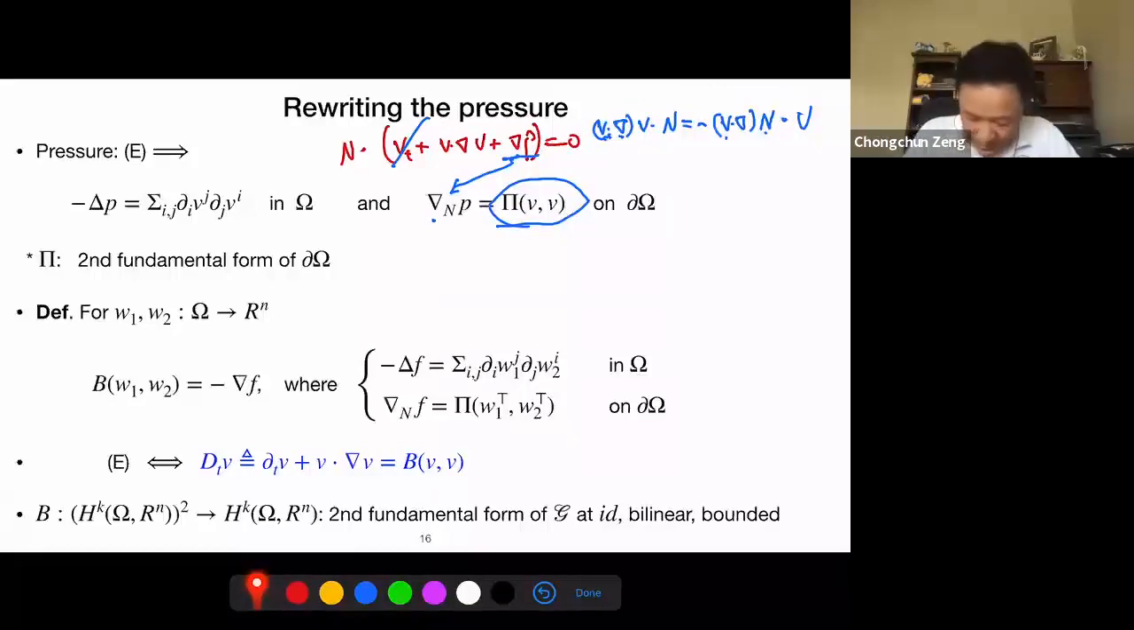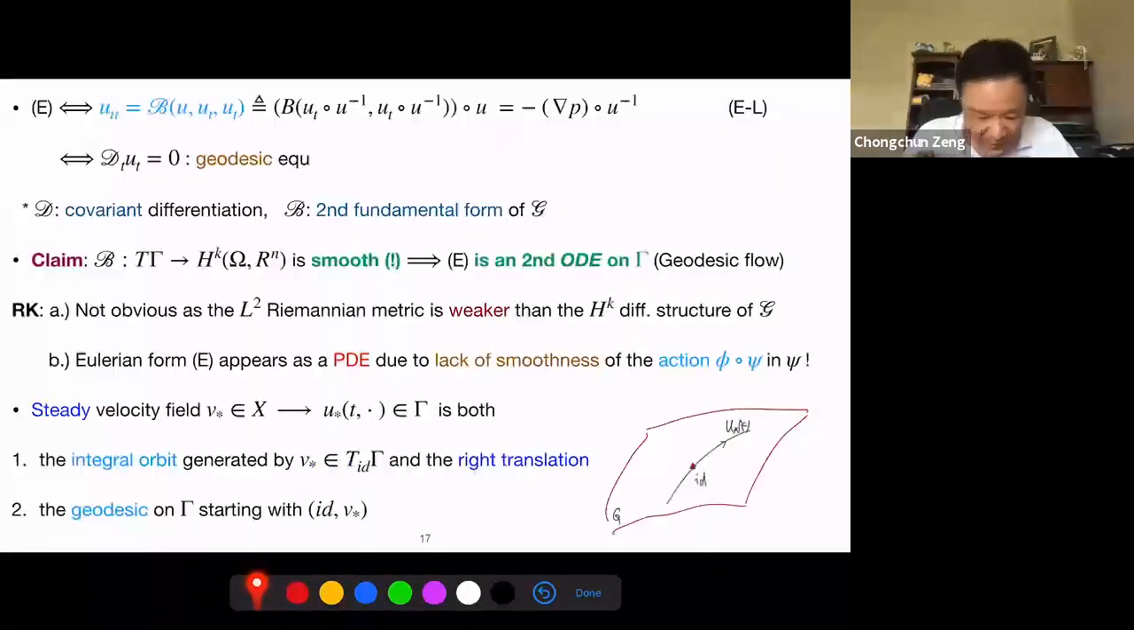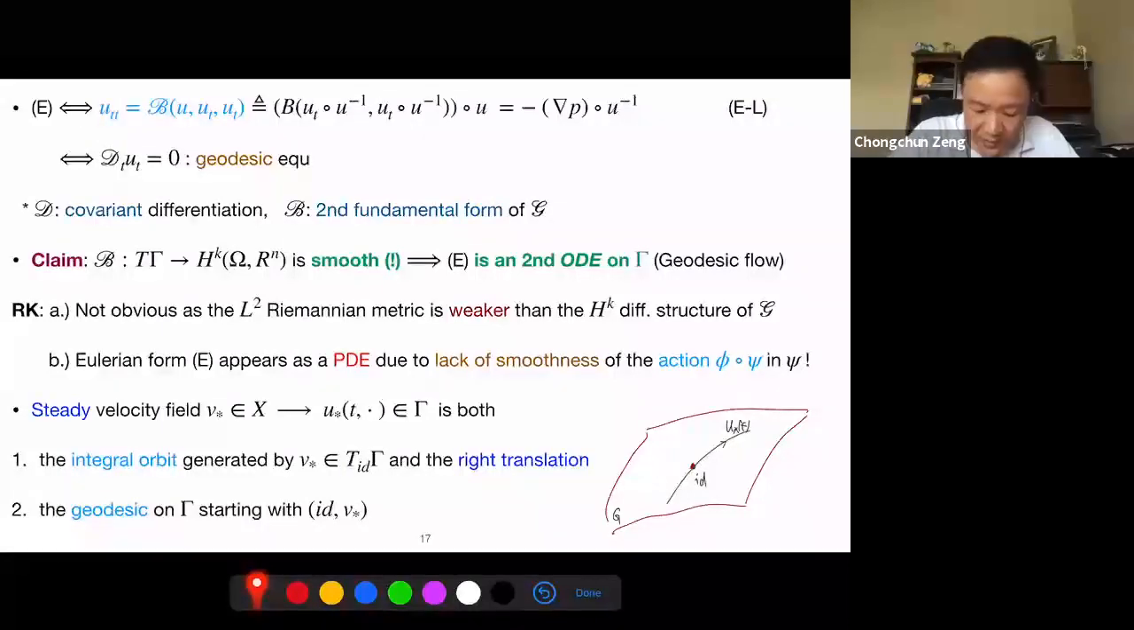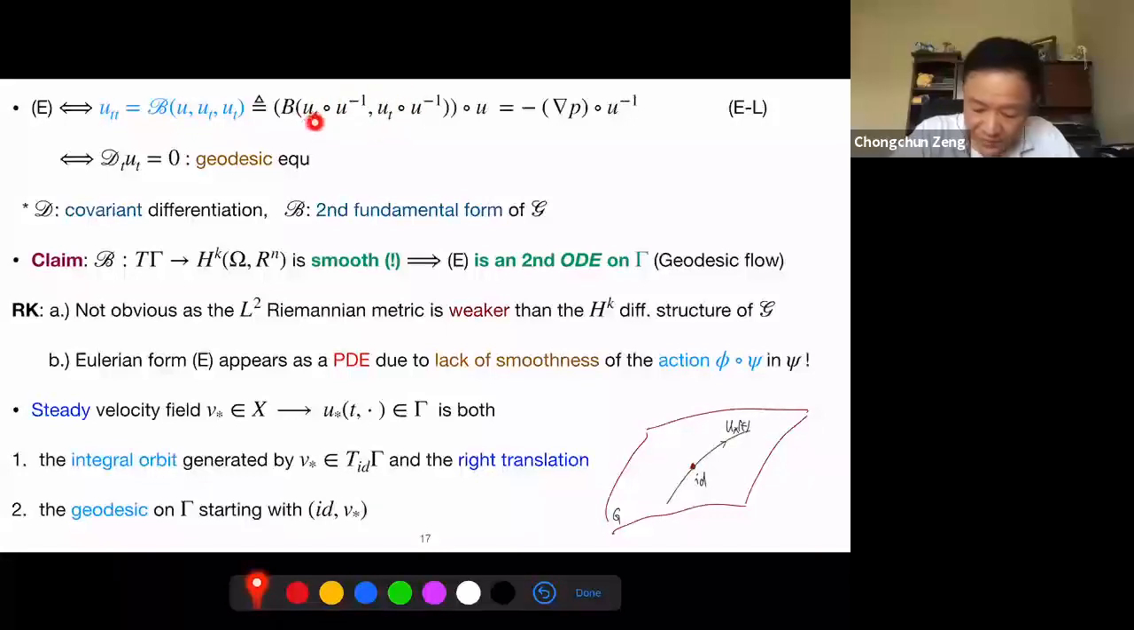Okay, so now let's continue. Then go to the Lagrangian coordinates. Then the second order derivative of the Lagrangian flow map is equal to the gradient of the pressure composed with the Lagrangian map.